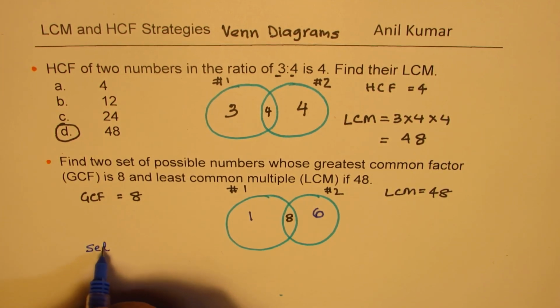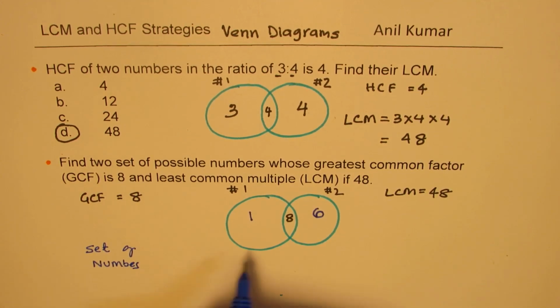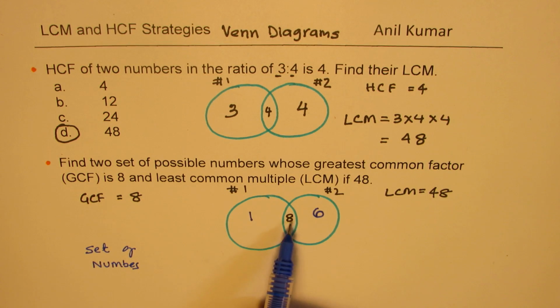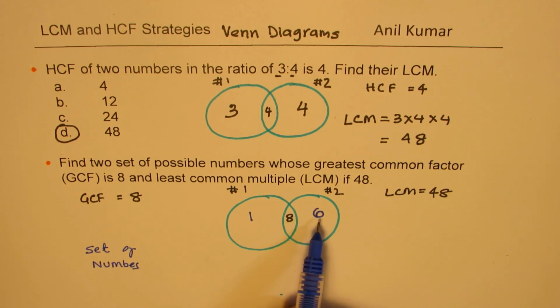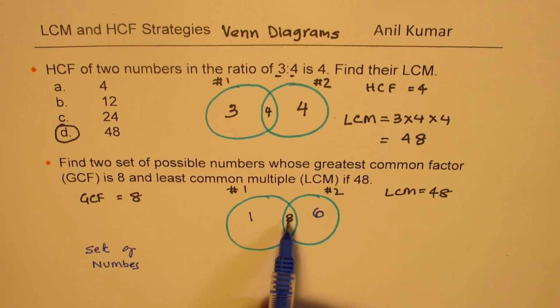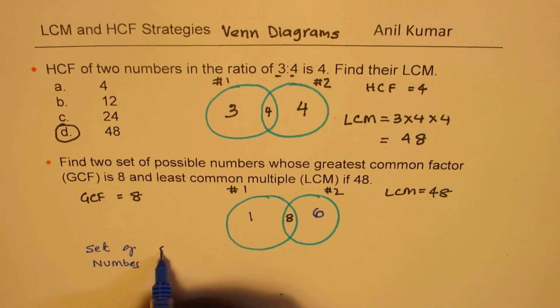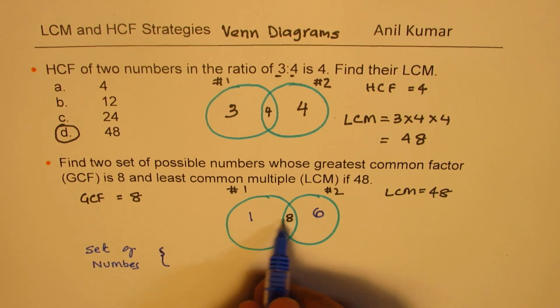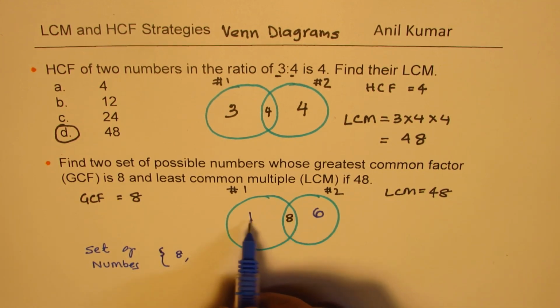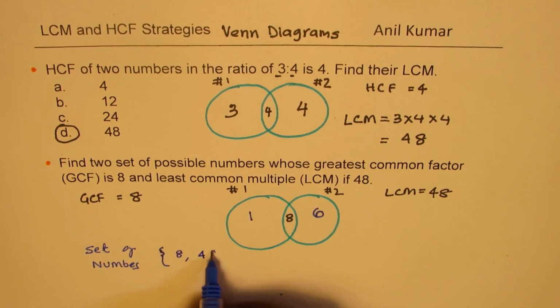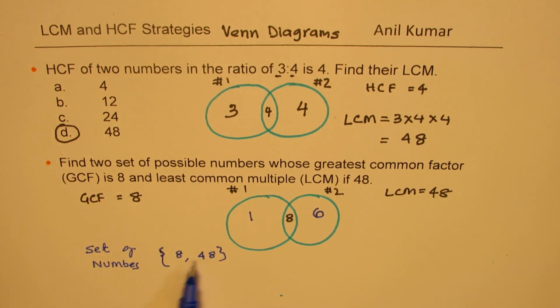So we say set 1, set of numbers, right? So the set of numbers could be 1 times 8 and 8 times 6. 1 times 8 is 8 and 8 times 6 is the other number, right? So this number will be what? This number will be 8 times 1, and the other number will be 8 times 6, which is 48. So these two numbers will have a greatest common factor of 8 and lowest common multiple of 48. Right. So that is one combination.